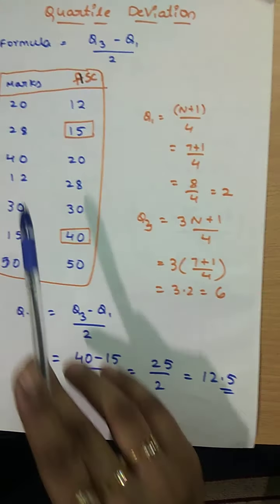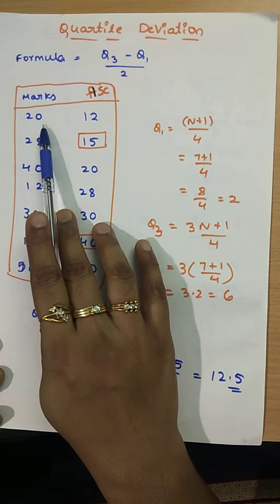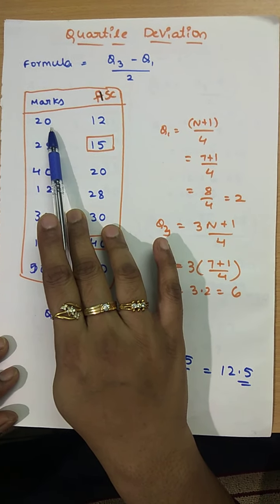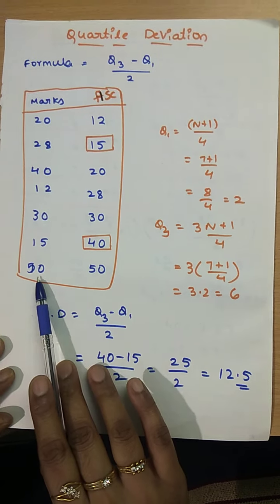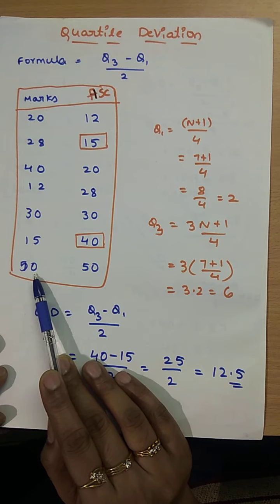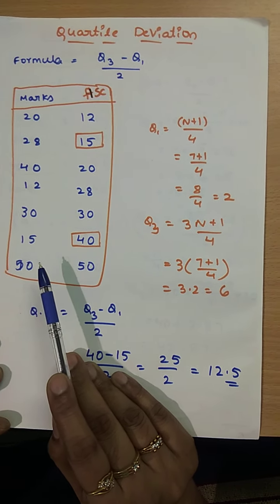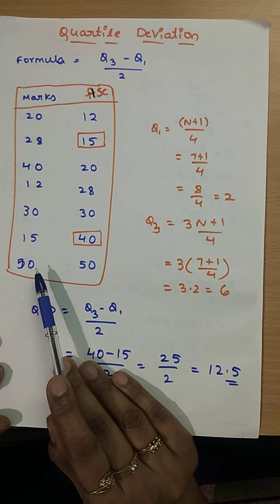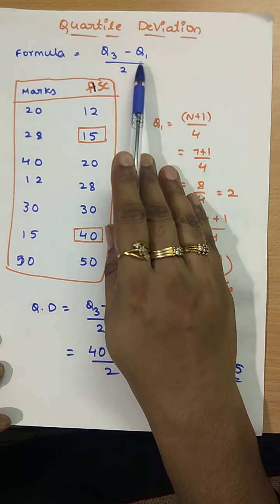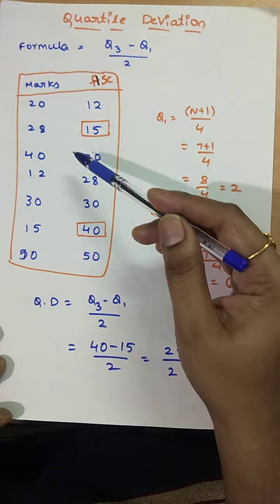Here I am taking an example: marks of students in the class, marks 28 up to 50. I have arranged the data in ascending order. In the quartile deviation method, we need to arrange the data in ascending order. Only then can we identify the Q1 class and Q3 class.